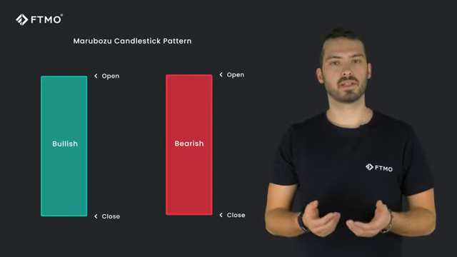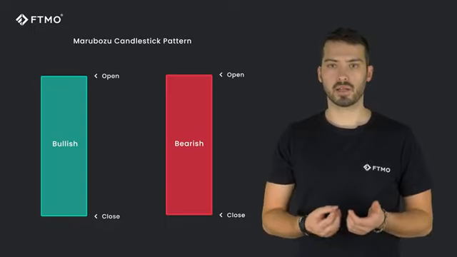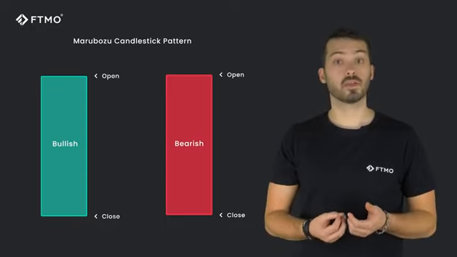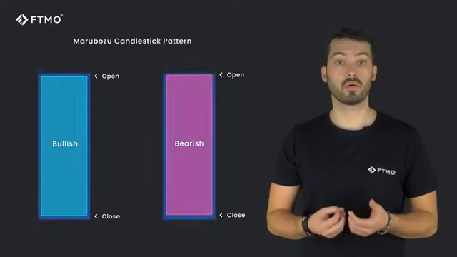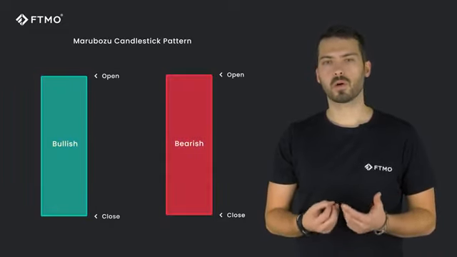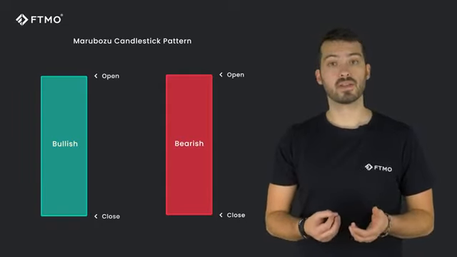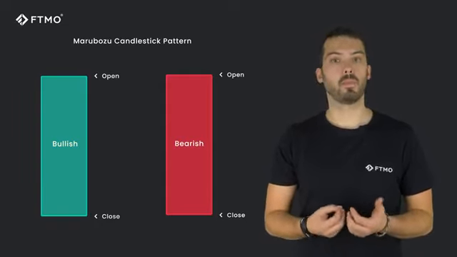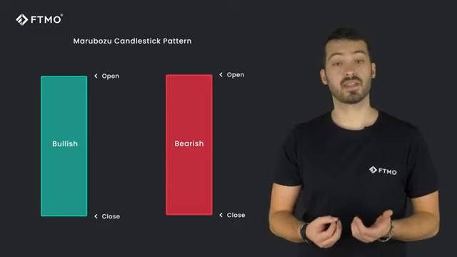Marubozu candlestick pattern. A very simple and powerful candlestick pattern is called Marubozu. Spotting a Marubozu candlestick is one of the easiest things you can do. It signals with a really long body without an upper or lower wick. Bullish Marubozu candlesticks show us one pretty obvious thing: the buyers stepping into the market. The opposite of that is the bearish Marubozu, which shows us sellers stepping in.